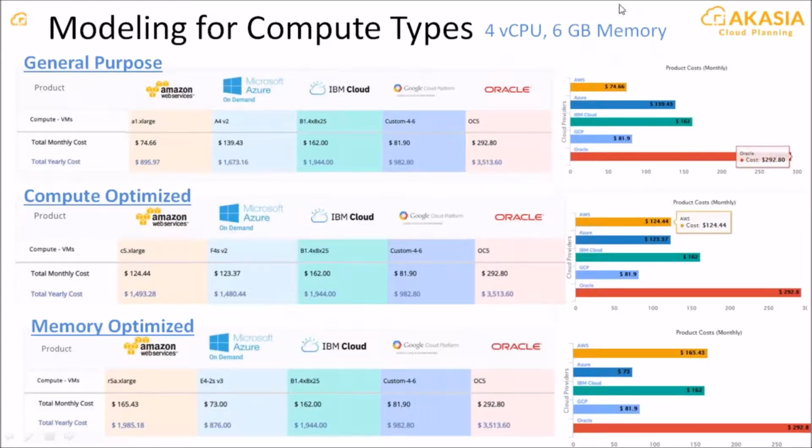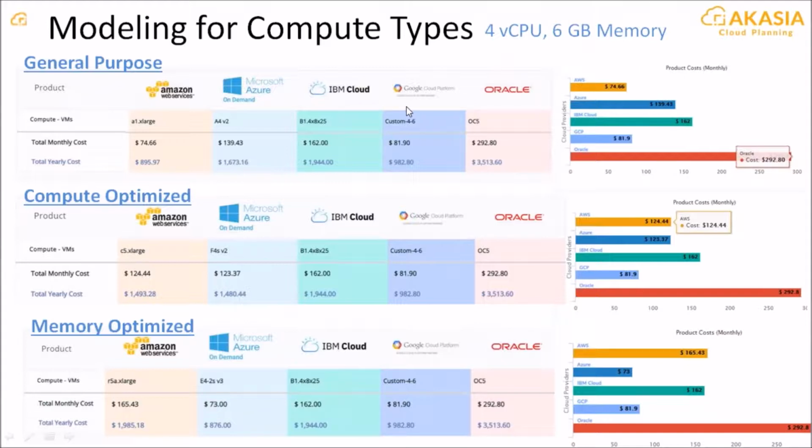Now, if we take the exact same template and model it for the other compute options, here I'm showing you the outputs for general purpose, compute optimized, and memory optimized. So you can see for the same exact template, your costs change. For general purpose, AWS is the cheapest at $74.66 a month. But if you pick compute optimized, then AWS is not the cheapest. It's actually just a little bit more expensive than Azure. If you pick memory optimized, then Azure becomes cheapest at $73. This is for the same exact VM.